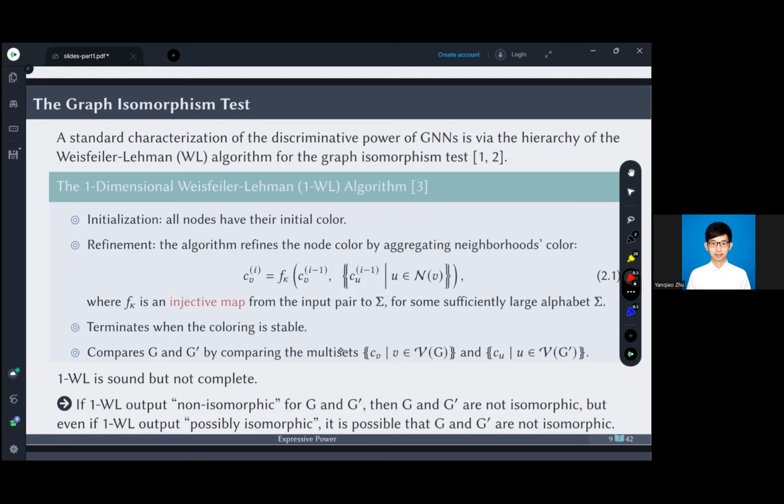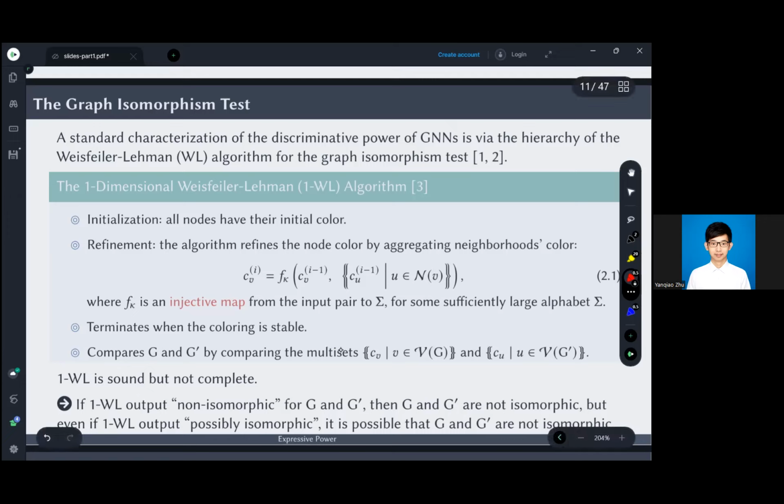The basic procedure of this algorithm is that firstly, we initialize all the nodes with their initial color. If they don't have an initial color, we can give one color to all of the nodes. And the second step is called refinement. The refinement is that we aggregate the colors from one node's neighbors. And after aggregating the colors from their neighborhoods, we use a hash function to map the obtained set to another color.